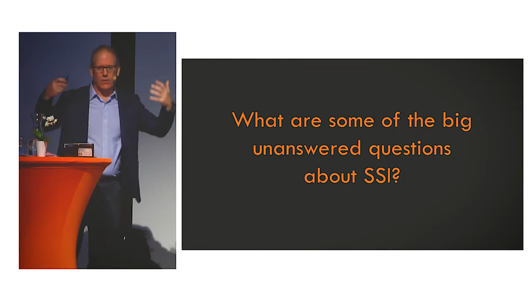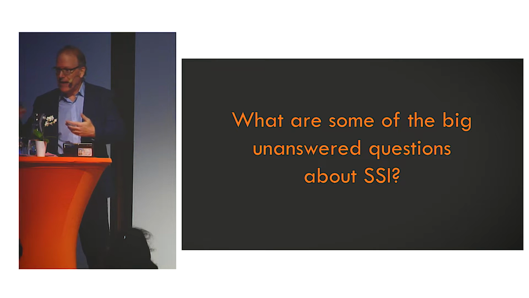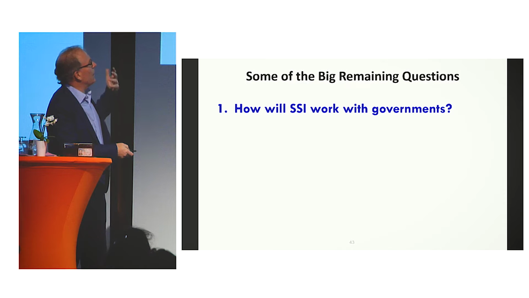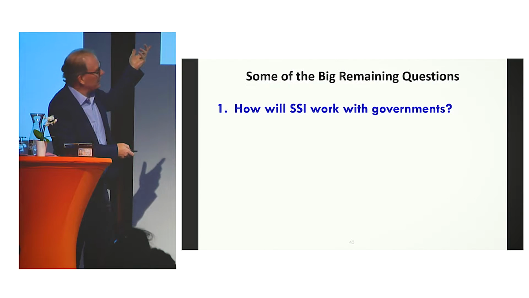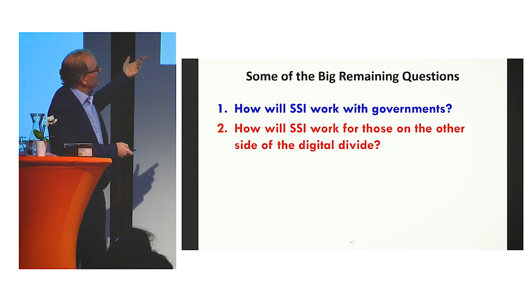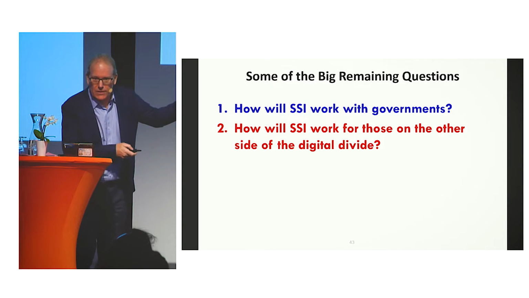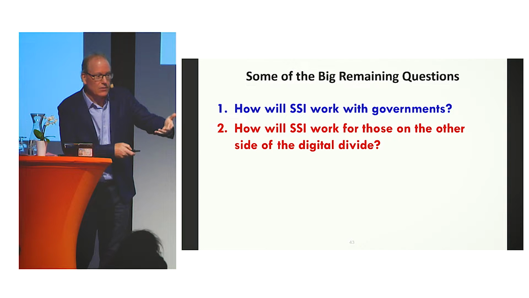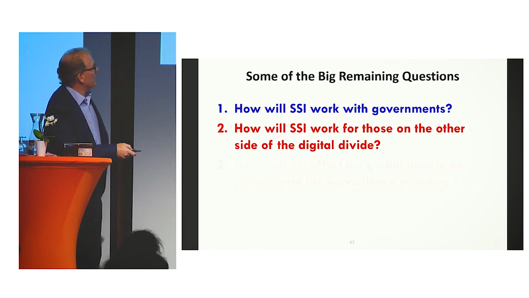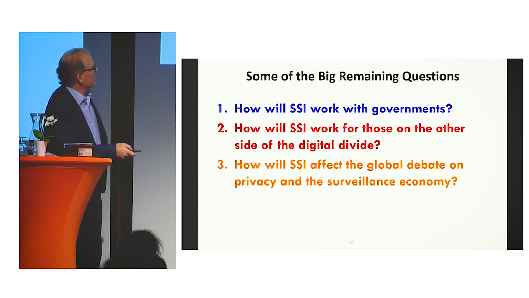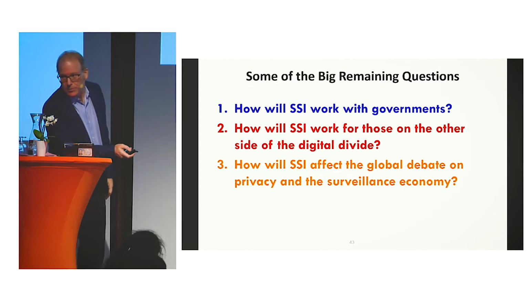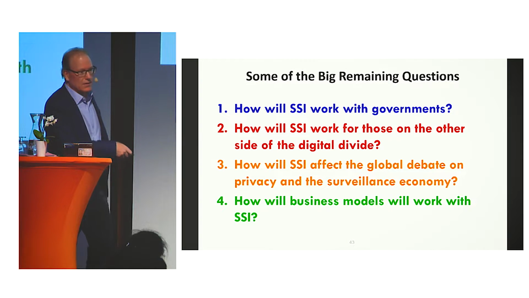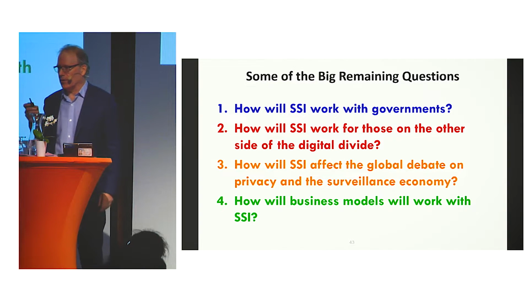As we prepare to go into the panel, I want to suggest, even though we're getting a good, robust technology stack and we're tackling governance, there's still some really big questions out there. One's already been asked here today. How will it work with governments? How will it work for those on the other side of the digital divide? Things like guardianship. It's a huge issue. If we don't solve it, it could really stop SSI in its tracks. What will happen with privacy and the global privacy debate, surveillance economy? And then lastly, business models that really work.